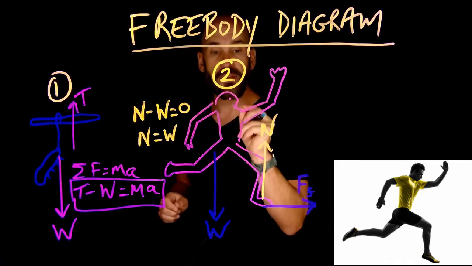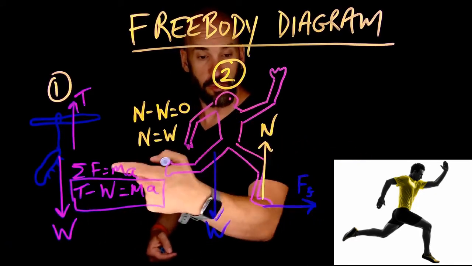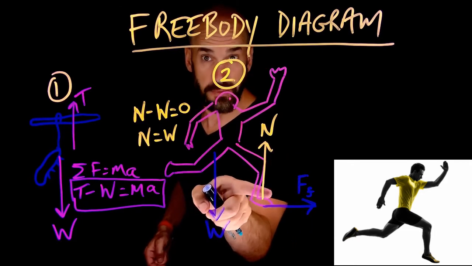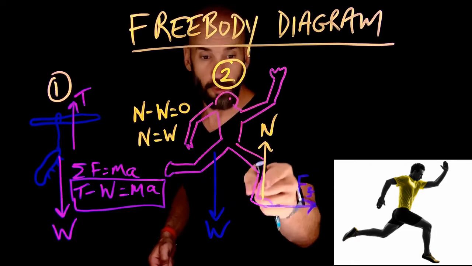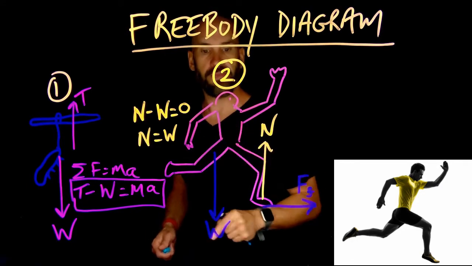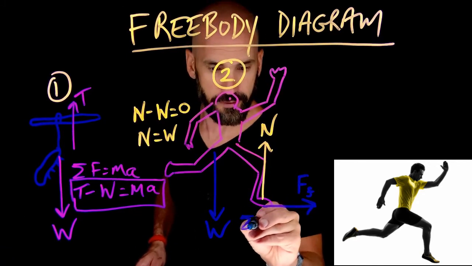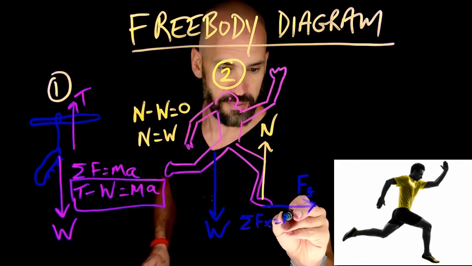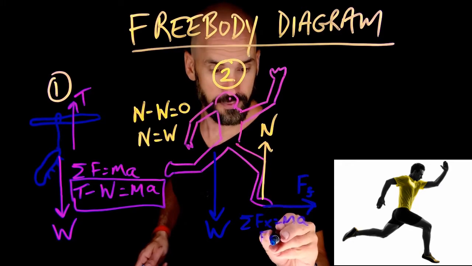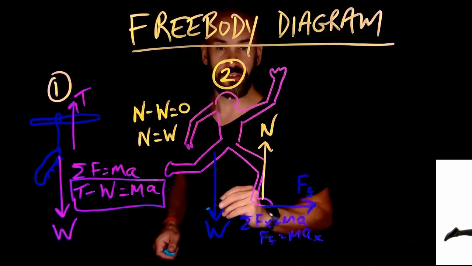So anytime somebody's running, it's because they are pushing off the ground backwards. So he's pushing on the ground this way, but the ground pushes back on him, equal and opposite force this way, and that force is friction. So this would be the complete free body diagram. In this case, we could say that sum of forces in the x direction must equal mass times acceleration. Well, the only force in the x direction is the force of friction. So that's what's causing his acceleration in the x direction.